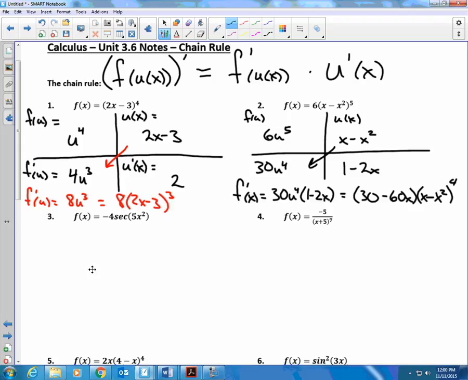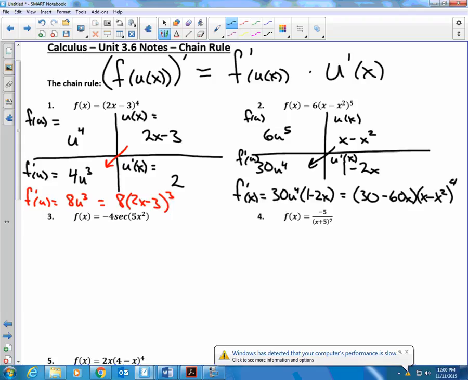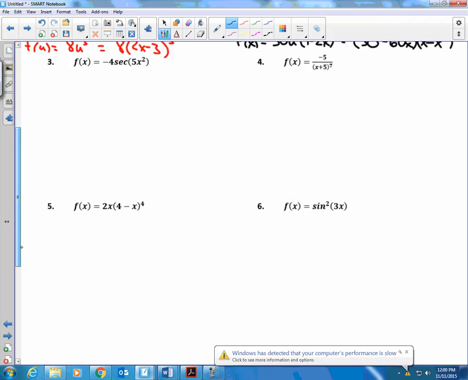The rule says I take f prime of u times u prime of x. This is u prime of x. This is u of x, right? This is u prime. I have to take that and multiply it by f prime of u. That's what it says. That's the rule. Okay? Don't worry, you'll catch on.